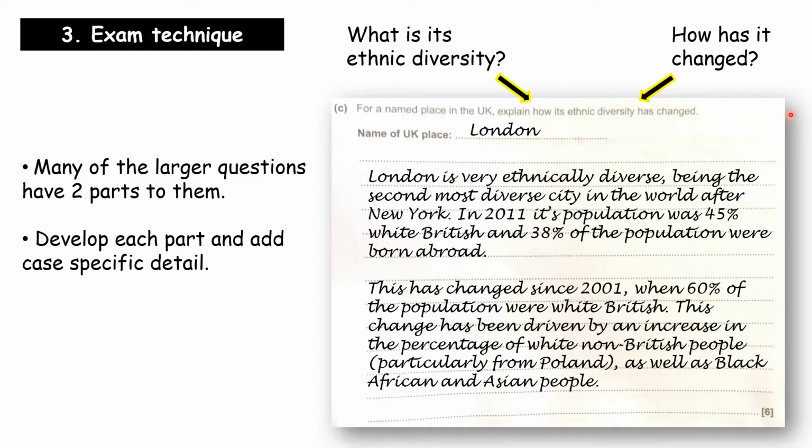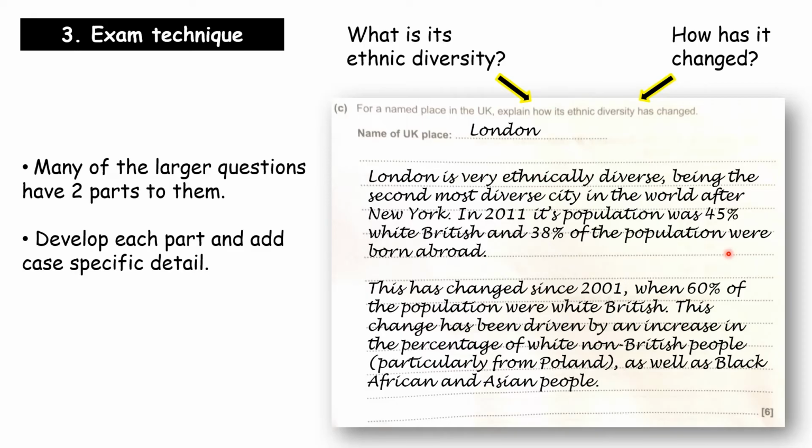And here is our answer. Now, if we have a look at what we've written, we've developed each part, we've added case-specific detail. So this is the what is London's ethnic diversity. London is very ethnically diverse, being the second most diverse city in the world after New York. Well, that's case-specific. In 2011, its population was 45% white British, 38% of the population were born abroad. So that's very well developed, precise numbers.